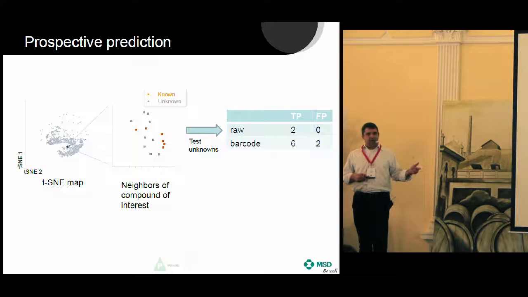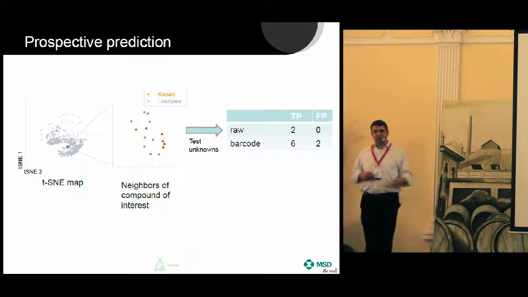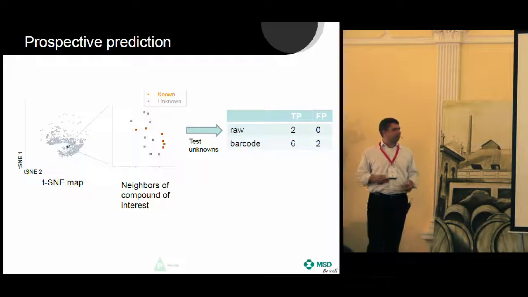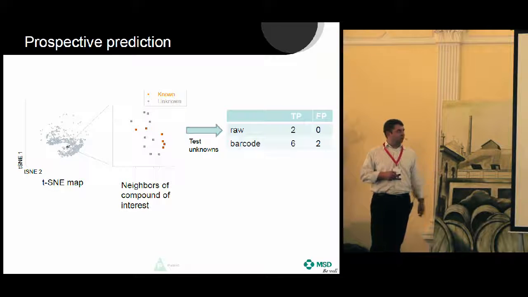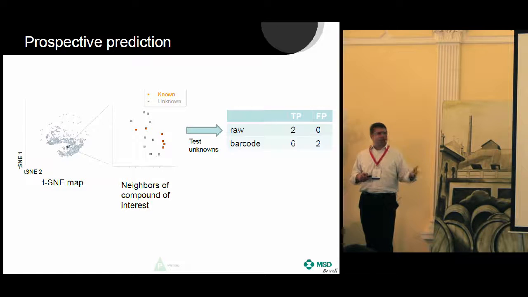And we can ask, are the compounds, or the treatments, in the neighborhood of these knowns, do they have the same biology? You'd predict that they would also affect the same target. Do they? Well, in the raw data space, there are not that many in the neighborhood, and so we found 2. We tested them prospectively in an assay for MAP kinase, and we found that they're indeed active.